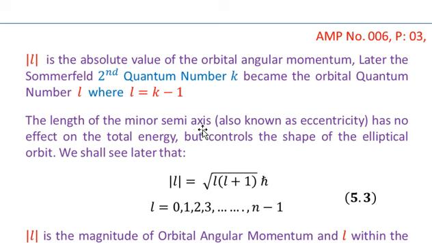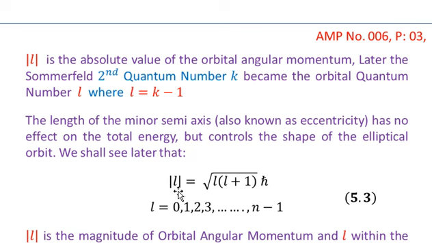The length of the minor semi-axis, also known as the eccentricity of the ellipse, has no effect on the total energy, but controls the shape of the elliptical orbit. So you see that this is again a suggestion of the Sommerfeld model, that the value of L, or the k quantum number, or more accurately the orbital quantum number L, does not affect the energy, that is, the energy does not depend upon the value of L, but of course L would help to determine the shape of the elliptical orbits.